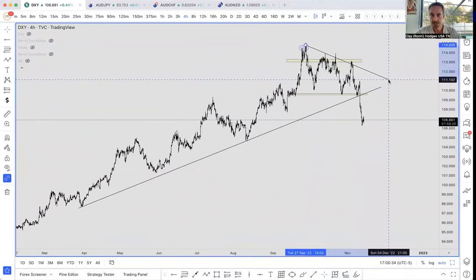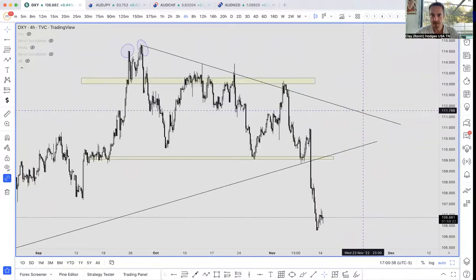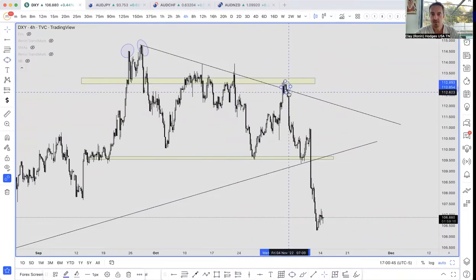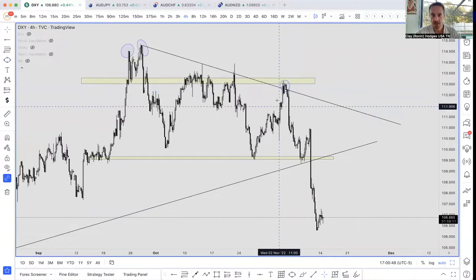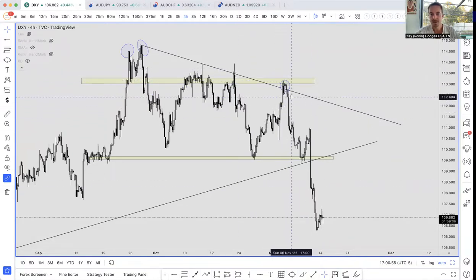Triangle formation. False breakout typically leads to a breakdown. If you're in the academy, this is in there, this whole strategy of finding false breakouts, which typically lead to a breakdown. And what do we have here? False breakout above, breakdown. This is actually a false breakout too, and then a breakdown.